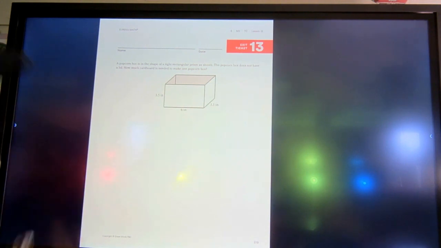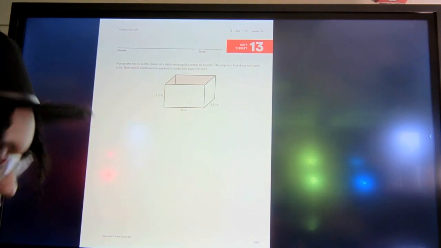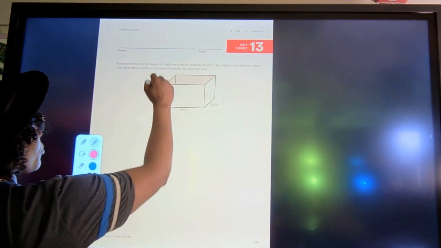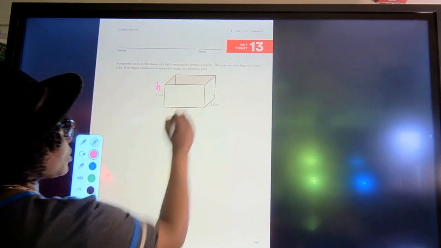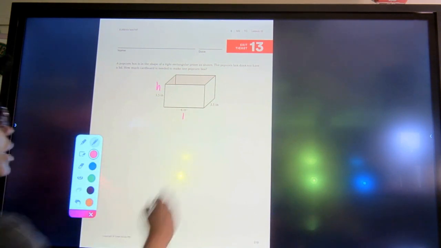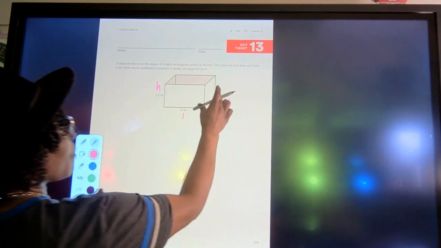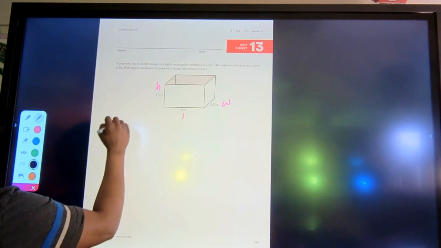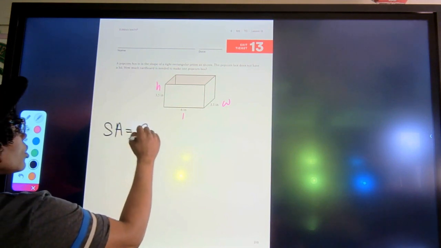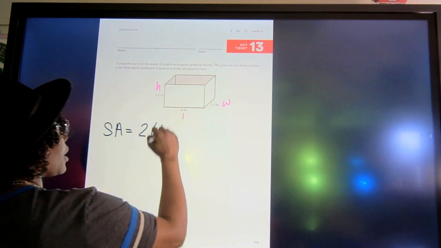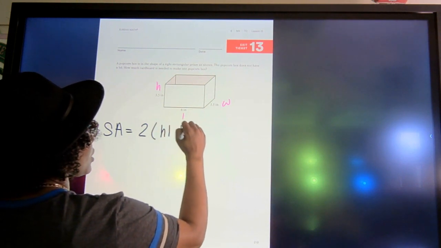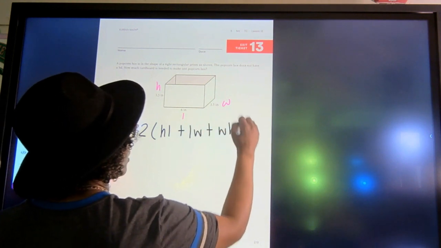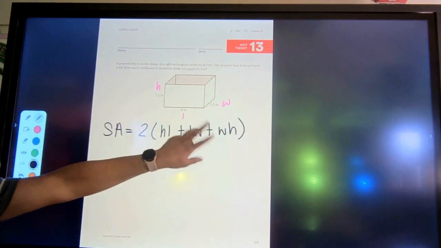So we know that we need to identify our height, our length, our width. So in this problem, I'm going to use 3.5 as my height. I'll use 6 inches as the length, and I'll use 3.5 inches as the width. To find surface area, our formula is surface area equals 2 times (height times length plus length times width plus width times height). And remember, those letters can be switched around.